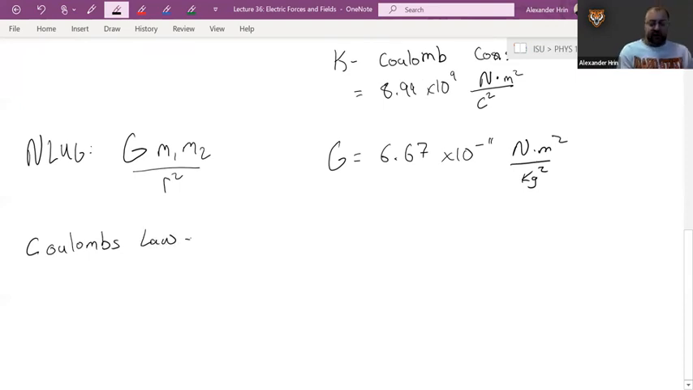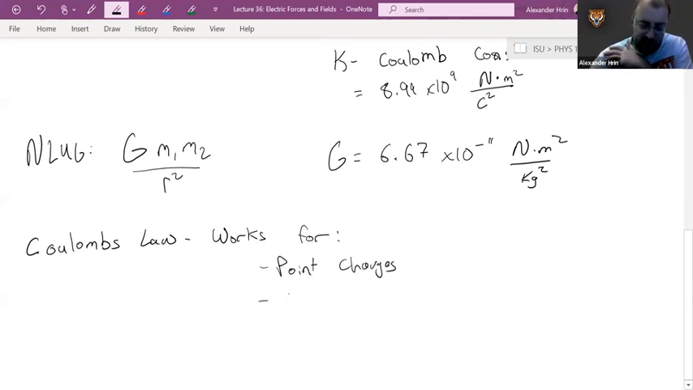And then I'll try to also indicate when it won't. So Coulomb's law works for point charges and spherical charge distributions. Now what I mean by a point charge is basically a situation where we're going to treat the charged object as if it occupies a single point in space.